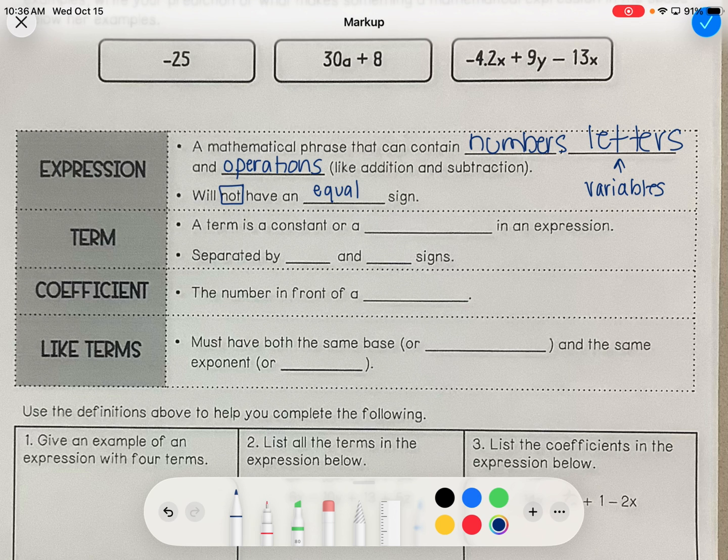We have within that expression terms. A term is a constant or a variable in an expression, separated by addition and subtraction signs. So this is what I like to tell students. Everybody knows what a train looks like, yes? Okay, so an expression is this whole set of cars attached to each other by addition or subtraction. That's the expression. It's this whole thing.